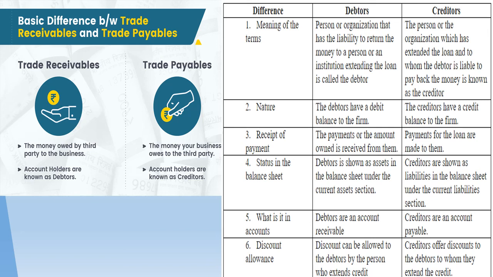Discount can be allowed to debtors by the person who extends credit. So discounts can be given to the customer, like you are giving goods to your debtors, or you're giving a loan to the debtor, so you can give a discount to the debtor on the interest of the loan, or you can give a discount to the debtor on the goods that you have sold. Creditors, they offer the discount. So here discount is allowed to the debtors. Debtors, they get the loan, and creditors, they offer or give the discount to the debtors.